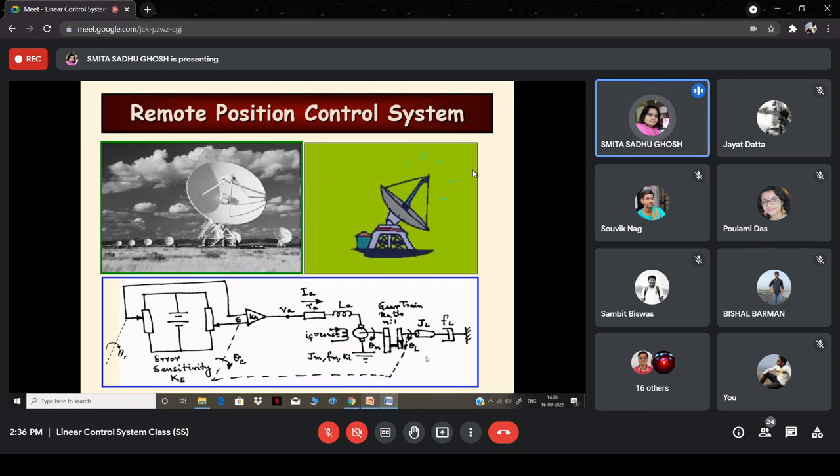Then we will derive the transfer function for this overall system, meaning the model of the overall remote position control system is going to be derived. And then we will see how this system is able to achieve its objective. Achieve its objective means that it should be pointing towards the direction for which it has been designed, meaning that if a reference position is given, the output shaft should actually be pointing in that direction, right?